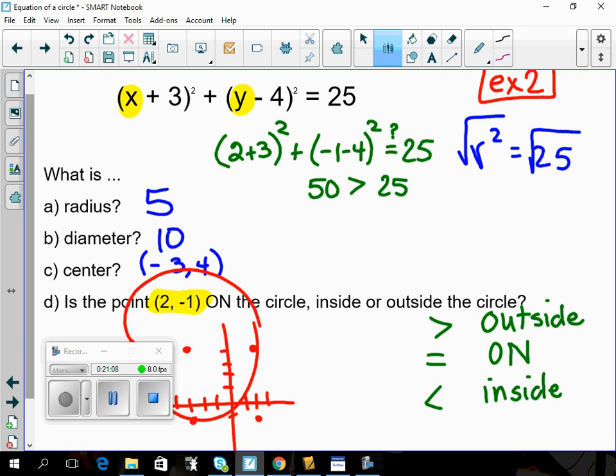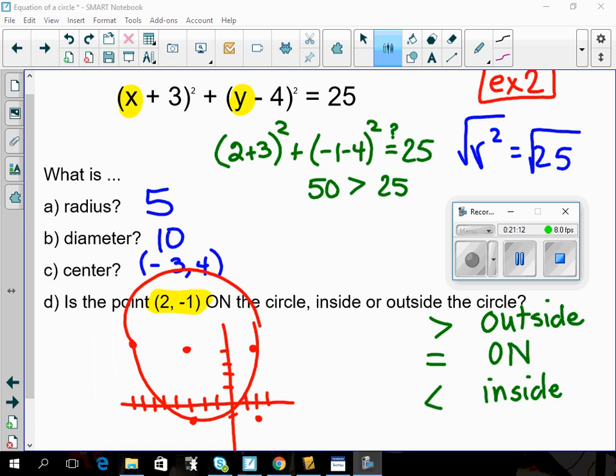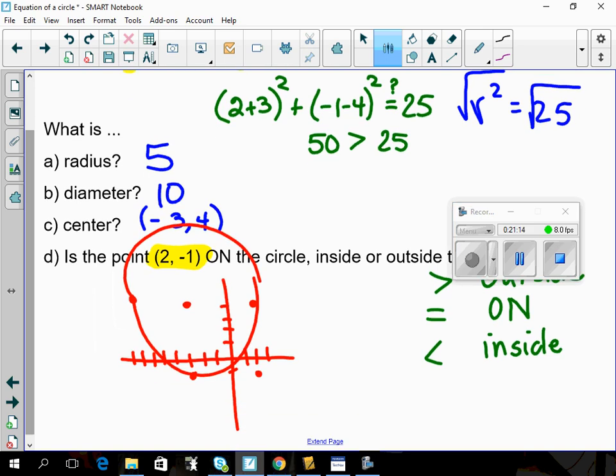And honestly, if you look at your picture, now I know these numbers are squared, but just think about it from a visual for a minute. The distance from here to the point, isn't that bigger than the distance from here to here? So isn't the radius smaller? Isn't that what we said? I know the numbers are squared, a little different, but that's why we know it's outside the circle, if that helps you visually. All right?